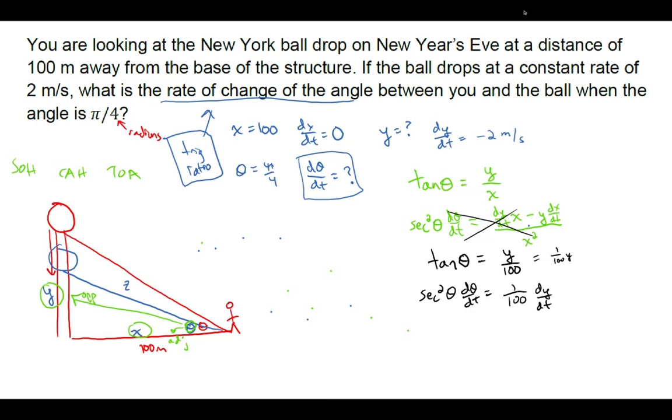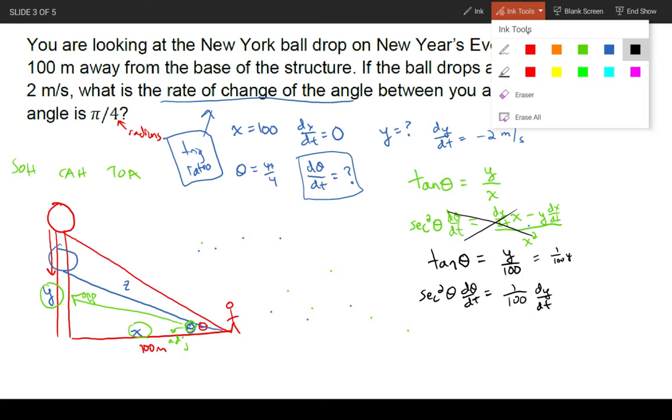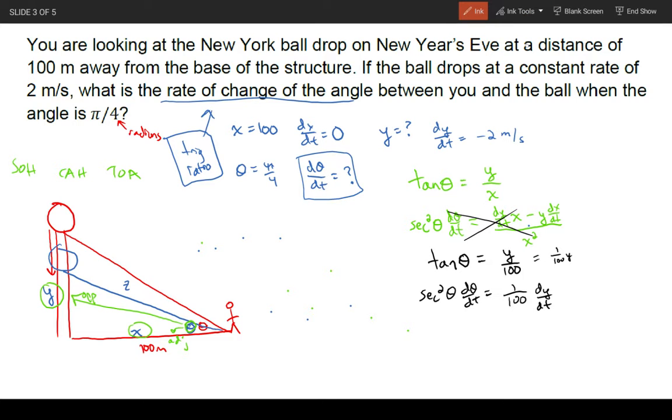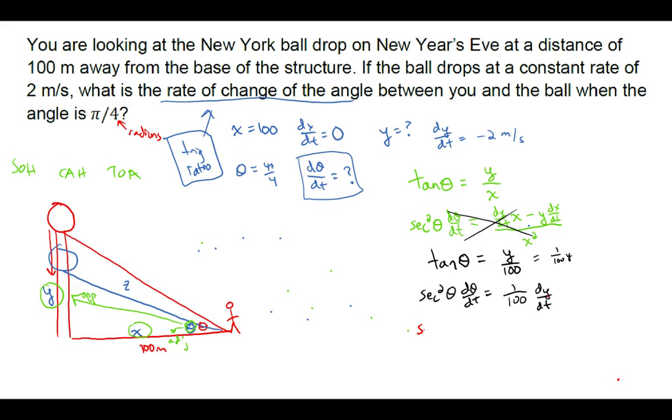So let's go ahead and plug in what we know and what we don't know. So secant squared theta, we know theta, it's pi over 4. We don't know d theta dt, so we have to leave it there. It's okay because that's what we're trying to figure out. Equals 1/100th dy dt, and we know dy dt is -2.